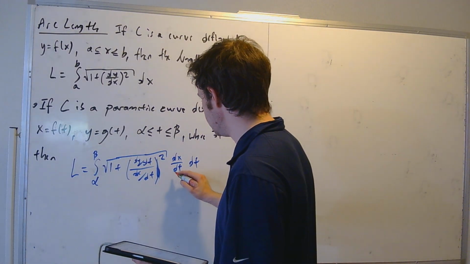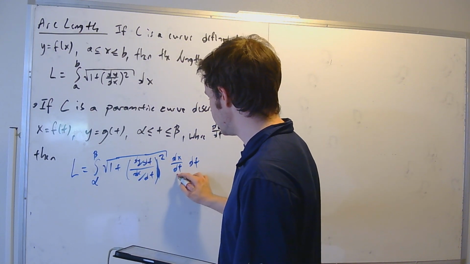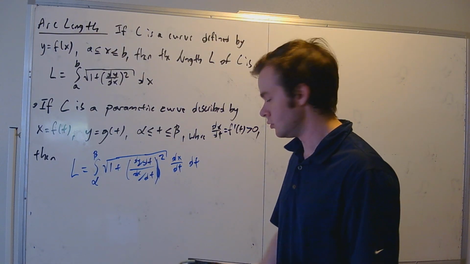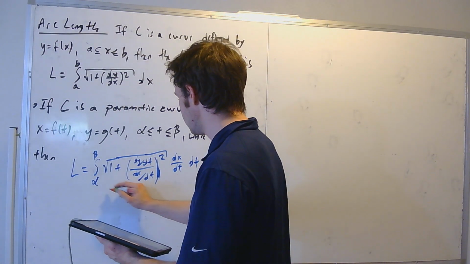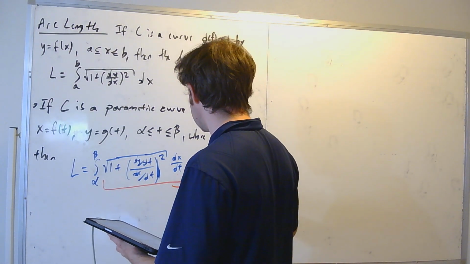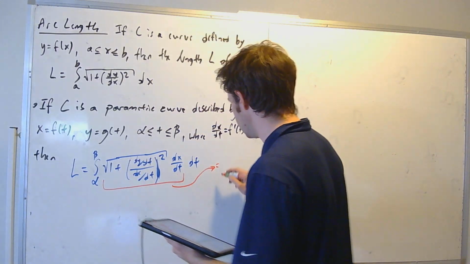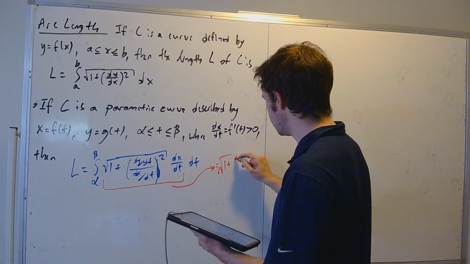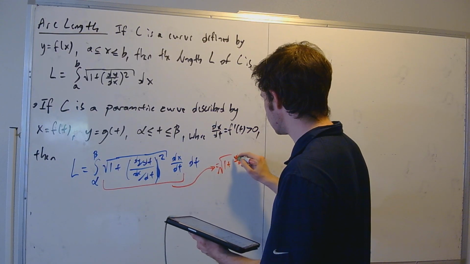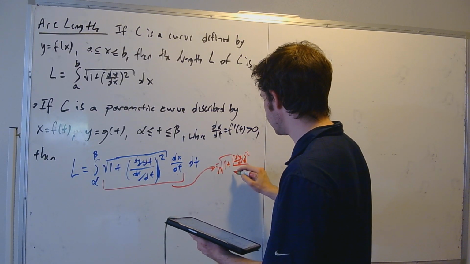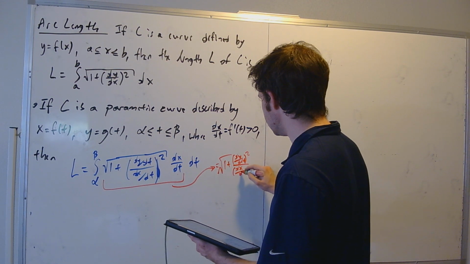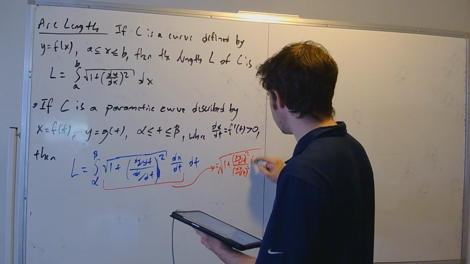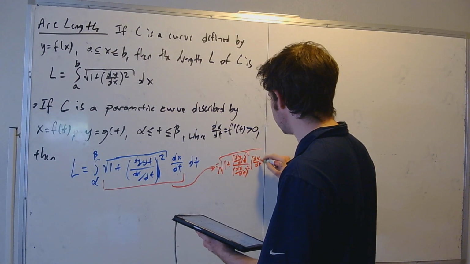So what we can do here is try to bring in this fraction into the radical. So we try to bring this on the inside of the square root. And if we do this, then this part here is going to be equal to the square root of 1 plus dy by dt squared over dx by dt squared times dx by dt squared.